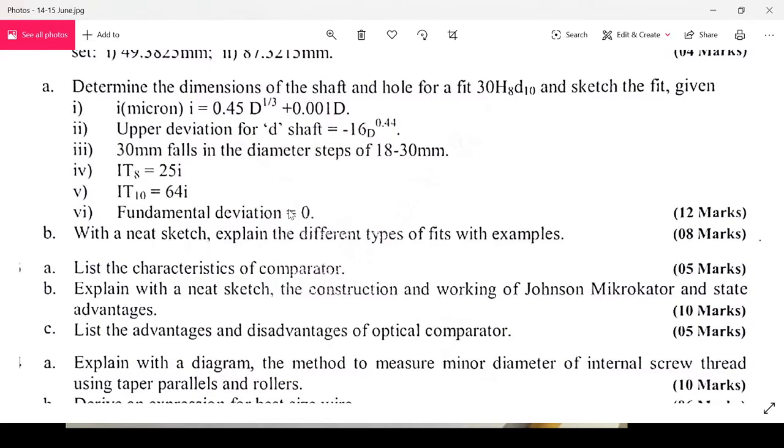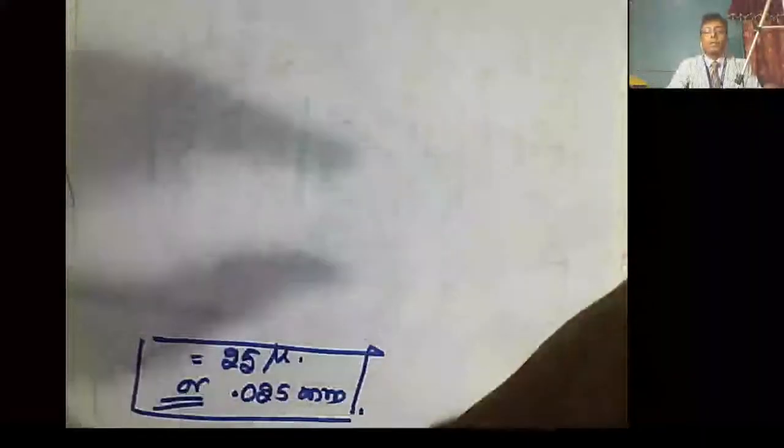Sketch the fit. I have drawn the sketch, and I can draw it once more for you. Please let us draw the sketch. One sec. Final sketch. Let me draw the final sketch for you people, without any confusion. I will take out all the papers. Okay, I will draw the sketch for you people. Please understand this.